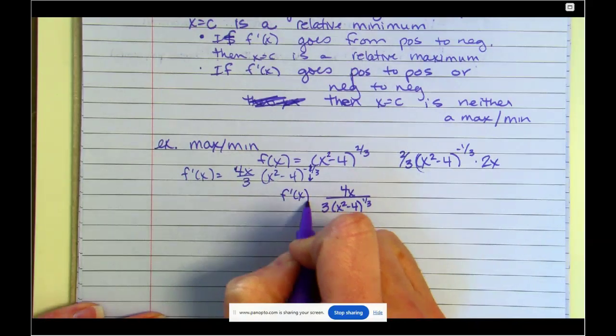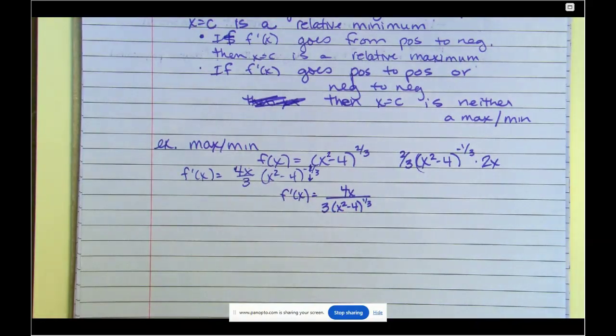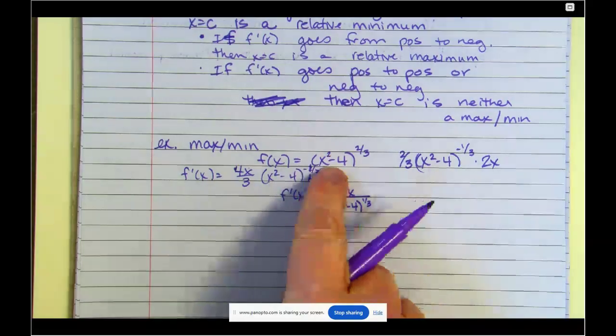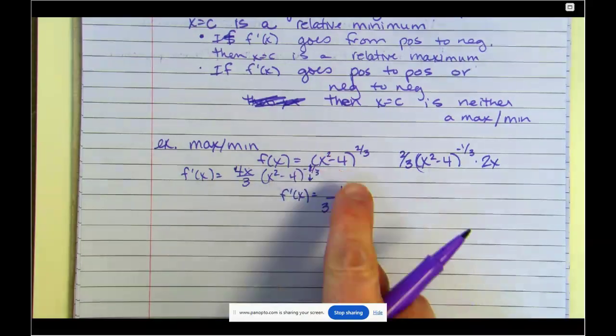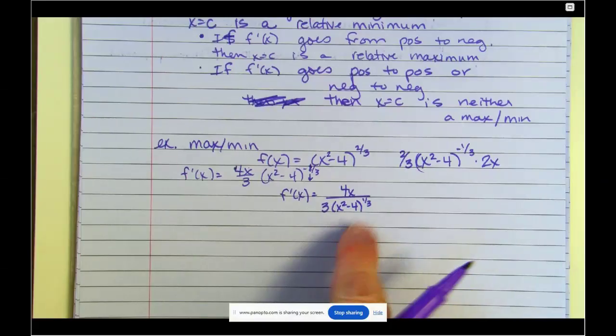Now, Garrett asks a question: should you factor the x squared minus 4? Not up here, because you don't want to do the product rule. That would be terrible. Product double chain? No, thank you. Here you need to factor it, though.